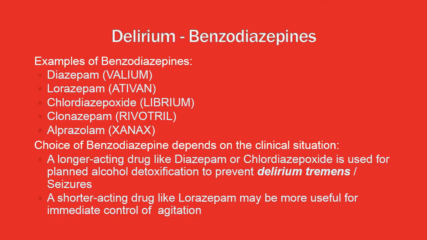In such patients, the dose of the benzodiazepine is gradually reduced over a period of 5 to 7 days and then stopped. A shorter-acting drug like lorazepam may be more useful for immediate control of agitation in a patient with delirium.